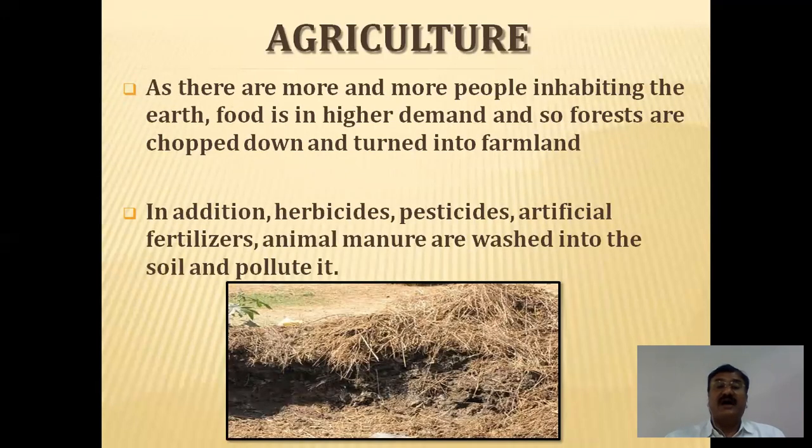Agriculture. As there are more and more people inhabiting the earth, food is in higher demand, and so forests are chopped down and turned into farmland. In addition, herbicides, pesticides, artificial fertilizers, and animal manure are washed into soil and pollute it.